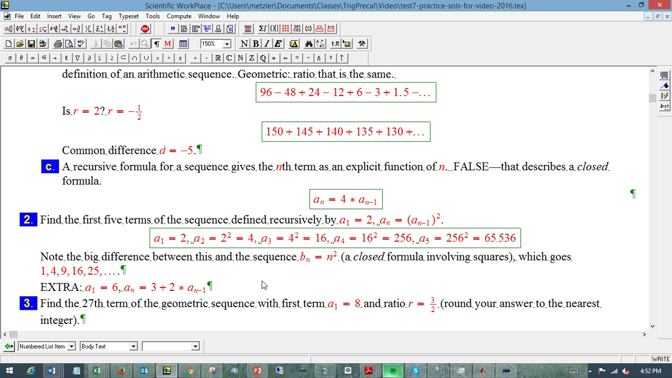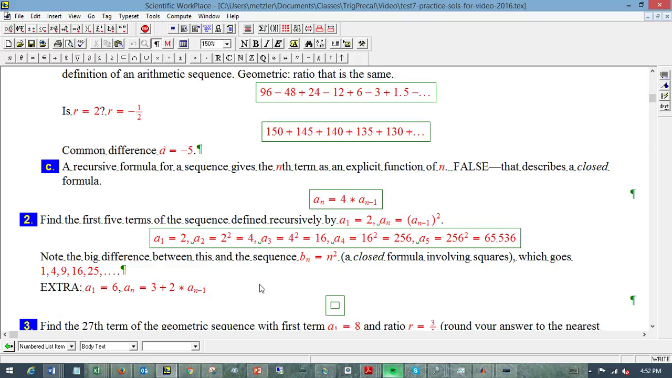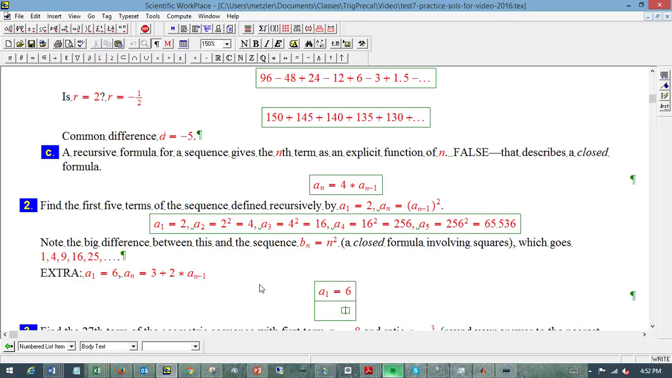Here's an extra problem that I didn't put in the review. Suppose you have some other rule, a sub 1 equals 6, and a sub n is 3 plus 2 times the previous term. Okay, so pause it and try it out. Well, that's 2 times that 6 plus 3, and so that's going to be 15.